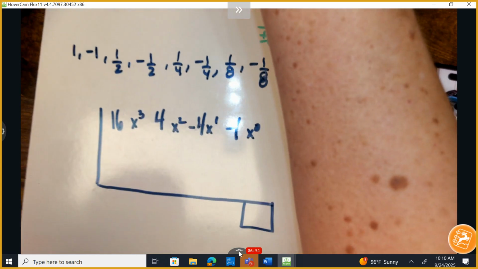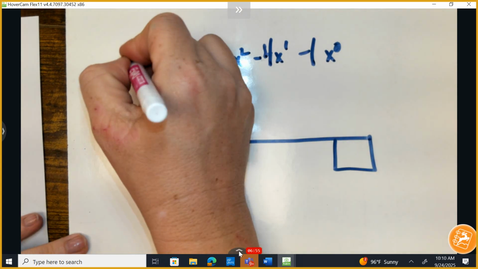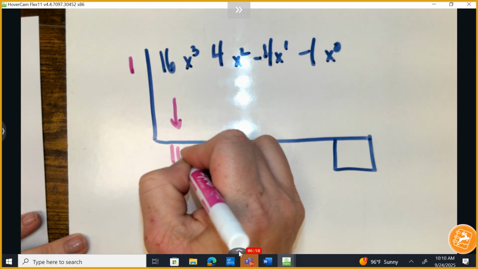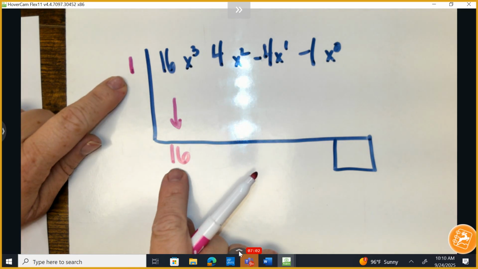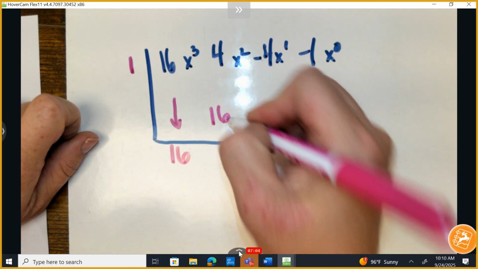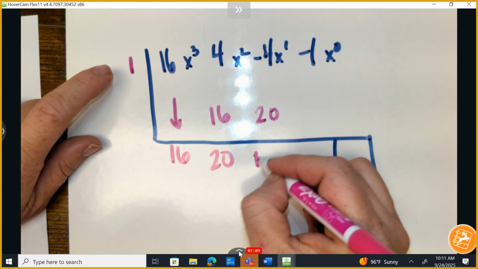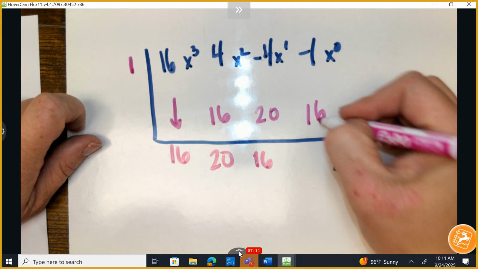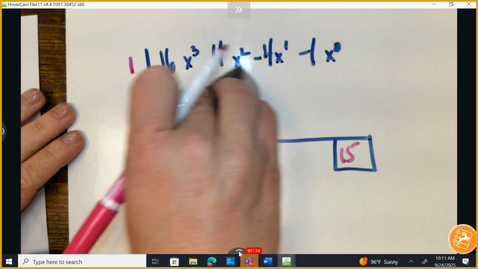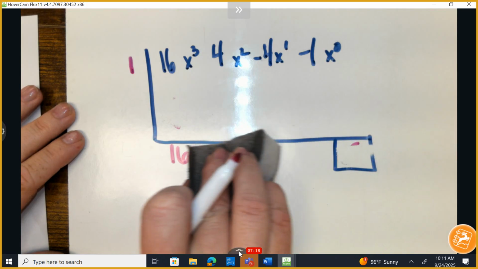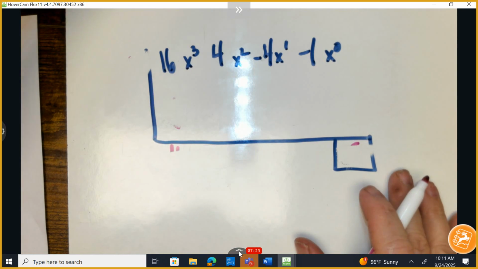Let me put this off to the side really quick so you have a little better view. Here we go, testing 1. I always drop down the first number. This is just a continuation of lesson 4 now. And we're going to use the mama method. Multiply, add down. Multiply, add down. Multiply, add down. That does not equal 0. I'm going to erase it, and I'm going to go up top, and I'm going to cross out 1. 1 will not be a solution.